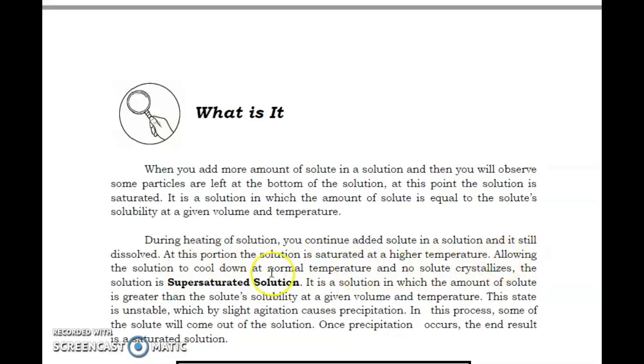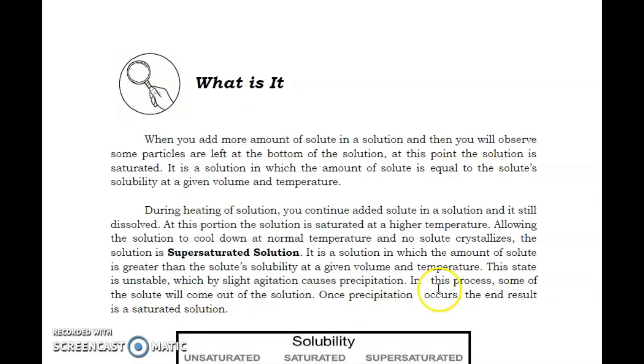But when you allow the solution to cool down to normal temperature and the solution crystallizes, the solution is said to be a supersaturated solution. It is a solution in which the amount of solute is greater than the solute's solubility at a given volume and temperature. So this state is unstable, which by slight agitation causes precipitation. In this process, some of the solute will come out of the solution. Once precipitation occurs, the end result is a saturated solution.